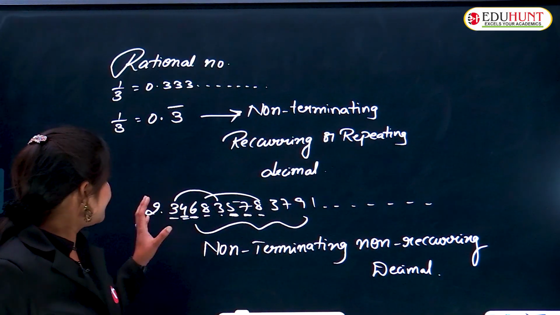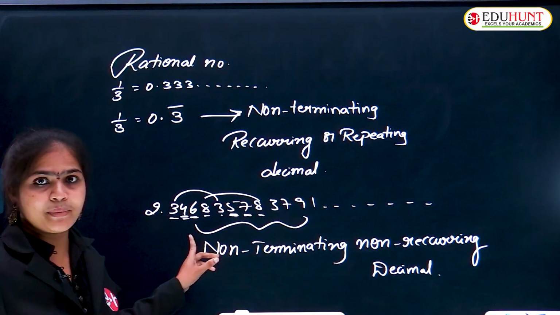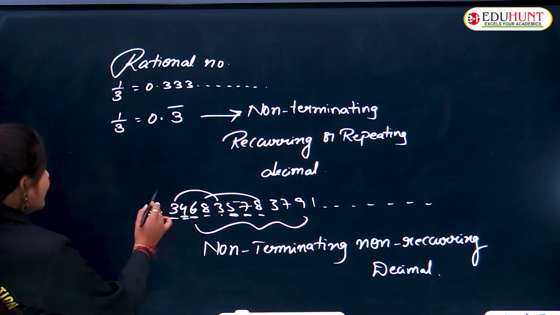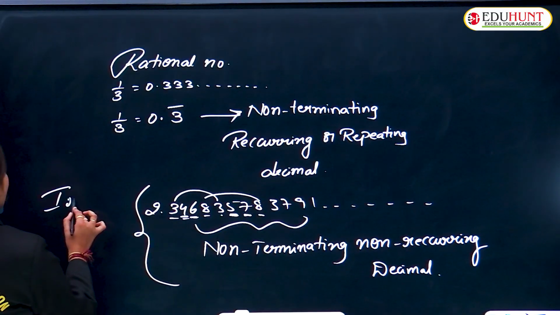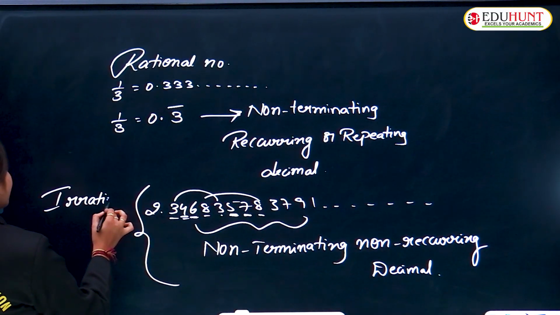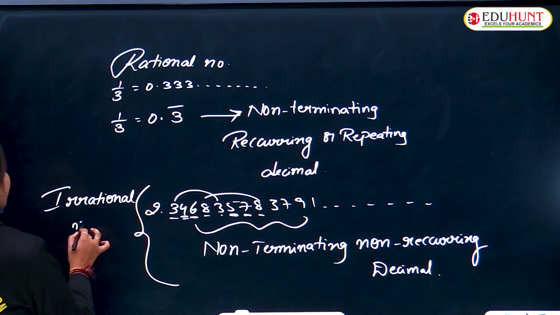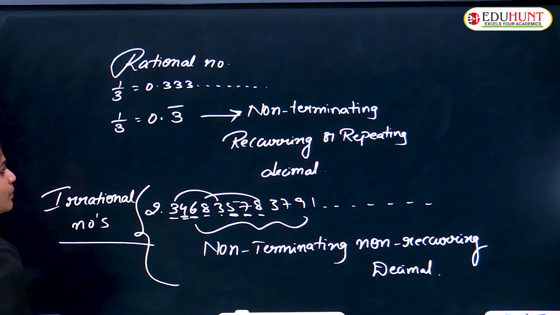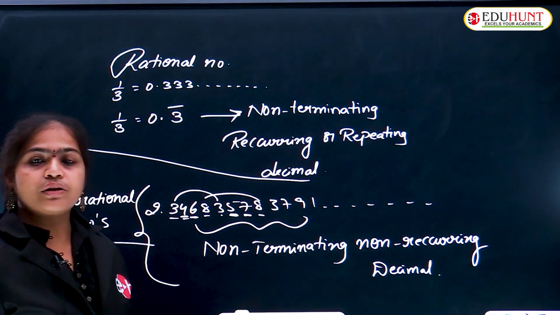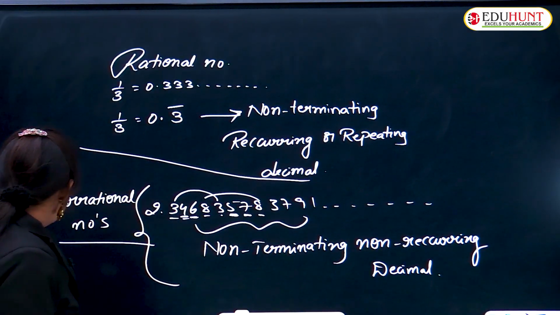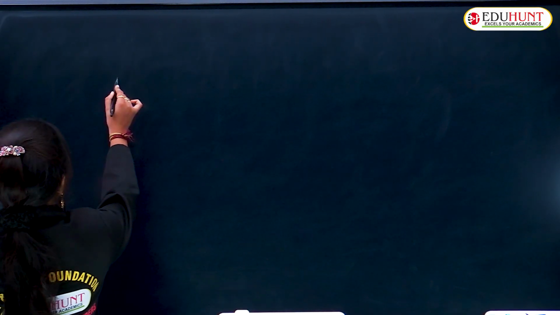We can't convert this one into the form of P by Q. That's why we can say that non-terminating, non-recurring decimals are irrational numbers. Irrational numbers. And this is a rational number. Understood?